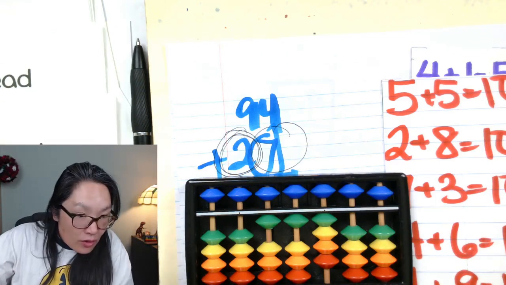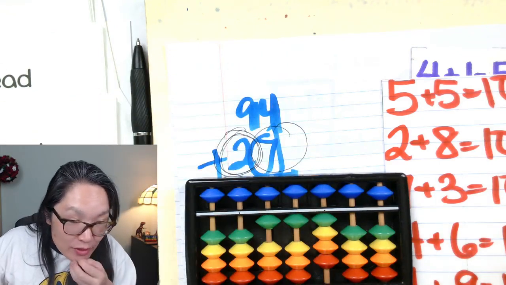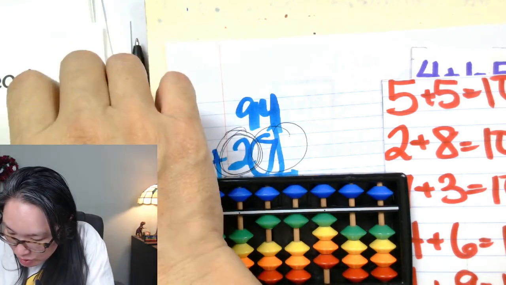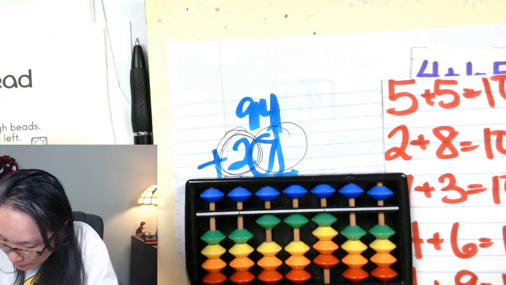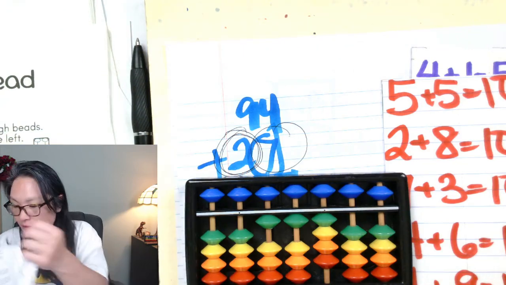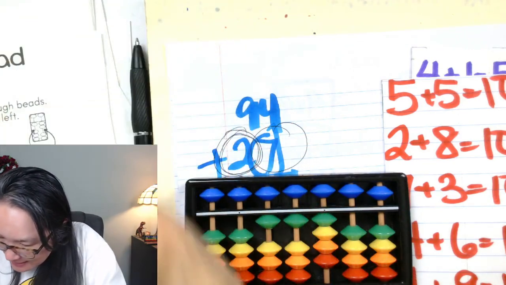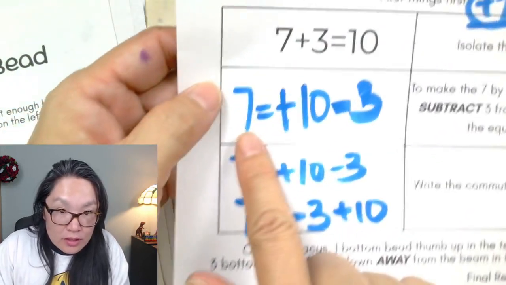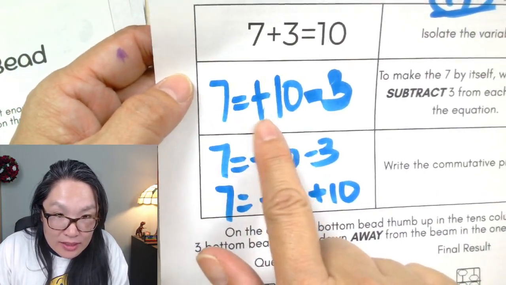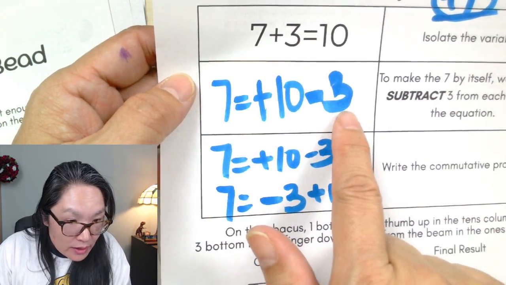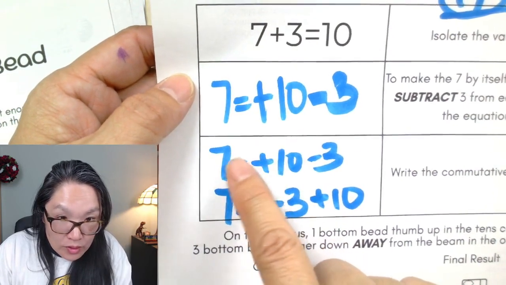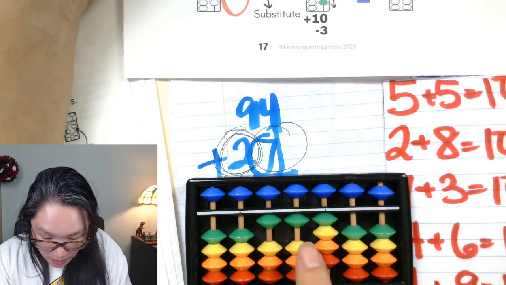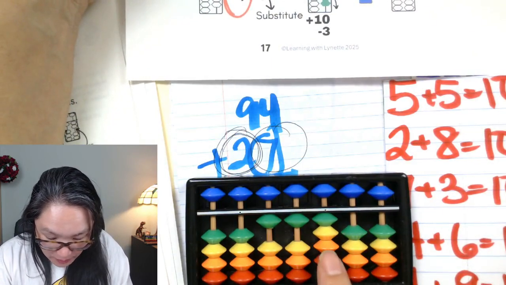No, Gabby, you got it. So 7 plus 3. When we do 7 plus 3, we are going to isolate the variable, right? We're going to isolate the 7. It's plus the 10 minus the 3. Yes, thank you, Rome. So when we do it, we want to plus the 10, take away the 3.